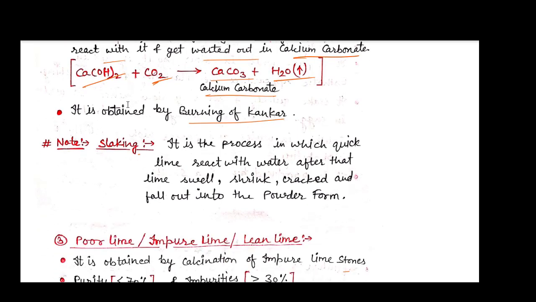So here is a note, the slaking definition is given. Slaking is the process in which quicklime reacts with water. After that, the lime swells, shrinks, cracks and falls out in powder form. So slaking is the process in which these steps are included.